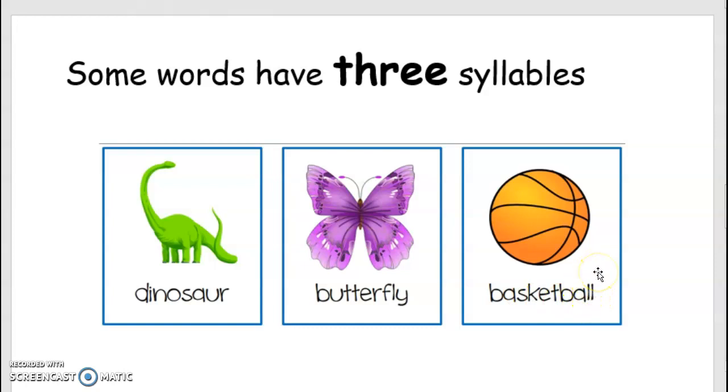Let's try this one. Basketball. You say it. Let's clap it out. Basketball. How many times did you clap? That's right, you clapped 3 times. Therefore, there are 3 syllables in the word basketball. Some words may have 4 syllables, 5 syllables.